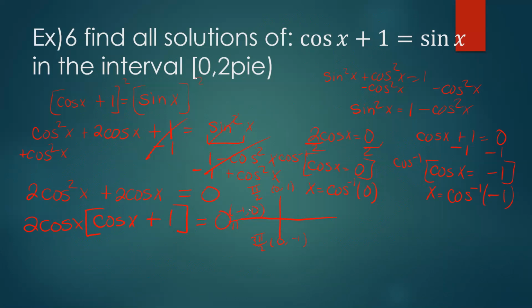Okay, so you have a total of 3 answers. So x is going to be pi over 2, 3 pi over 2, and pi. And that's it. You don't have to do the plus 2 pi k.